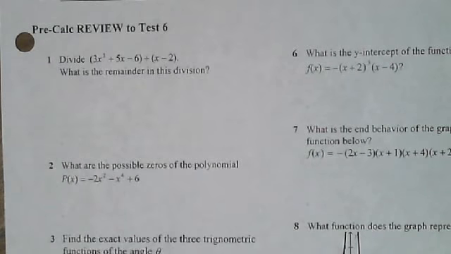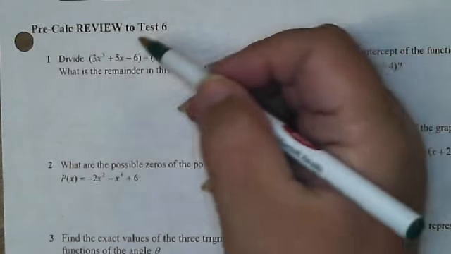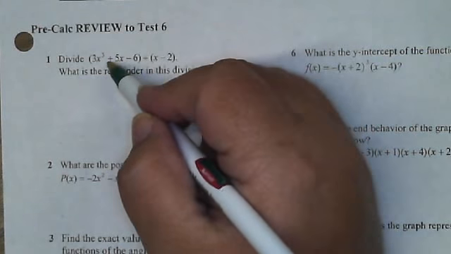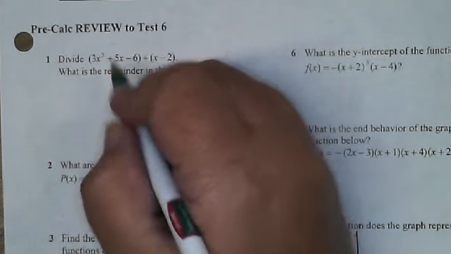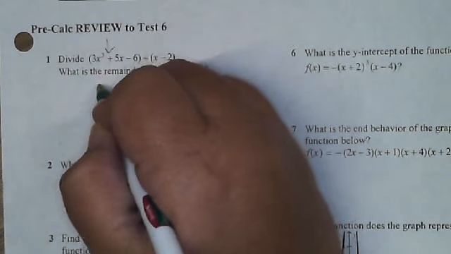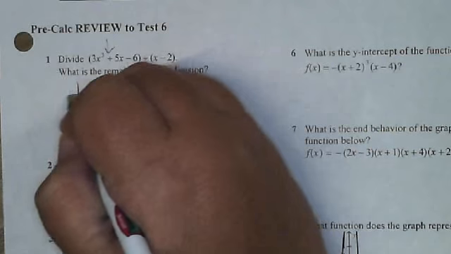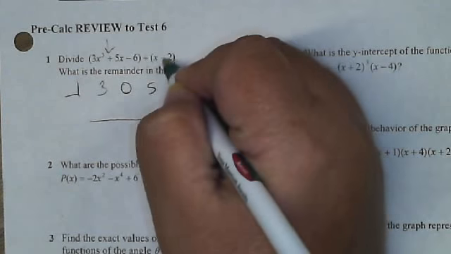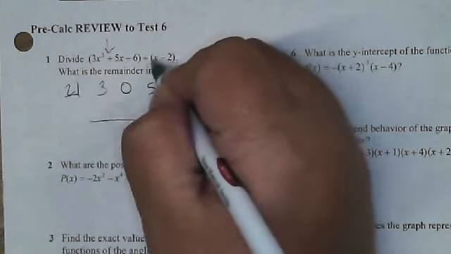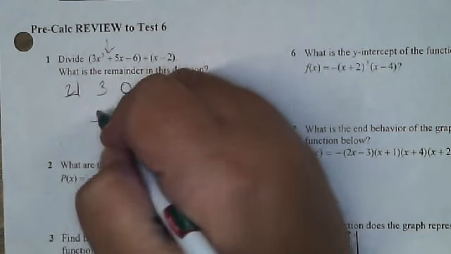Alright, so today we just did the front side of the review. We're going to start with doing the division. If you'll notice, it's missing an x squared. So we're going to put a 3, a 0 for the x squared, 5, and a negative 6. We are going to divide by a positive 2 because you always do the opposite of what's in the parentheses.